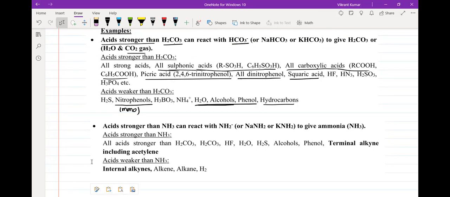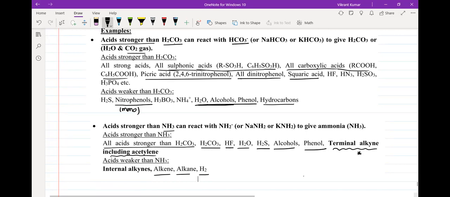So that means any acid which is stronger than NH3 can react with it, and NH3 is weaker than H2CO3. So all the acids stronger than H2CO3 are definitely stronger than NH3 also. H2CO3 itself is stronger than NH3. इसके अलावा HF, H2O, H2S, all the alcohols, all the phenols. Important part is terminal alkyne is considered to be stronger than NH3. This is important. What are not stronger? Alkene, alkane, H2. ठीक है. So now that was second application.